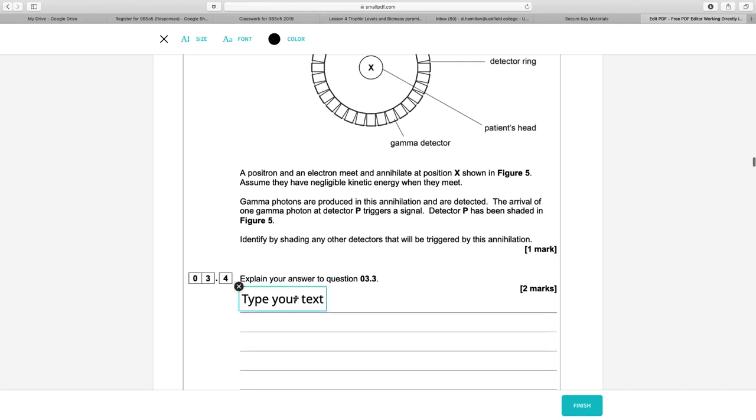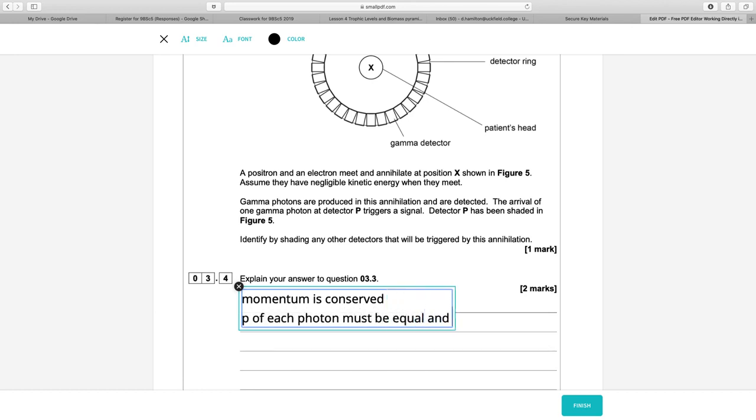Why is that the case? Well, it is the case because momentum is conserved. There was zero momentum before, so the momentum of each photon must be equal and opposite for that to be the case. So they move off in opposite directions.